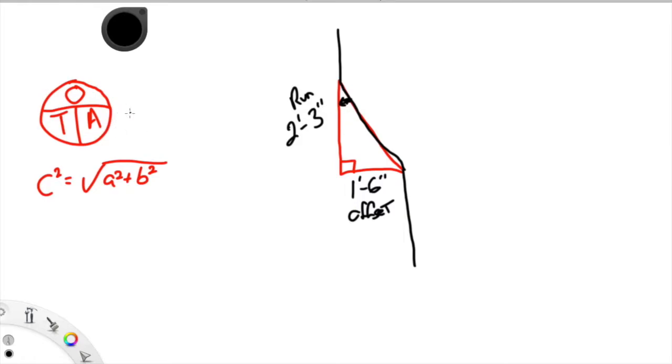The tangent of the angle is equal to the opposite side divided by the adjacent side. So this being the opposite side, this being the adjacent side. So opposite divided by the adjacent: 1 foot 6 inches divided by 2 foot 3 inches.